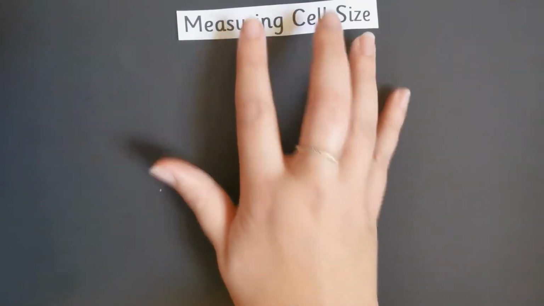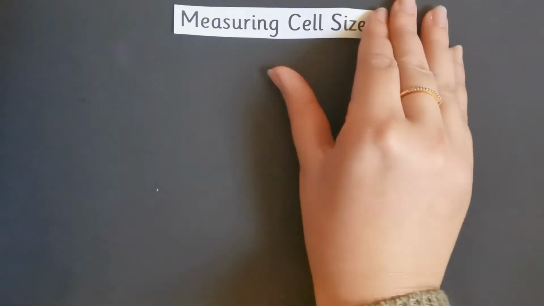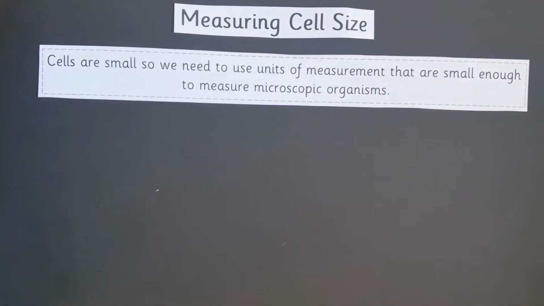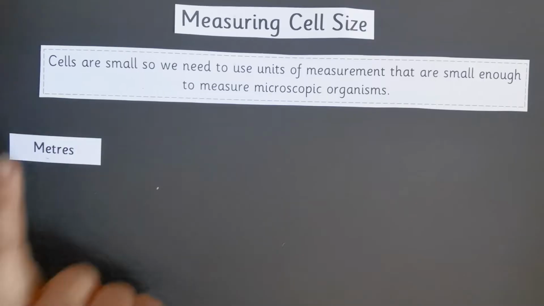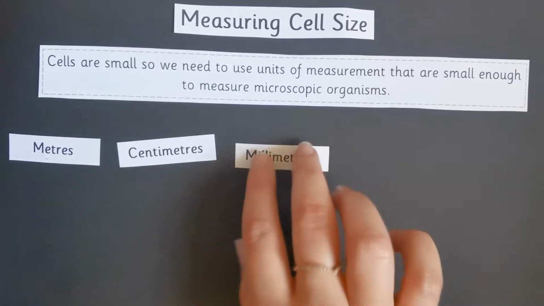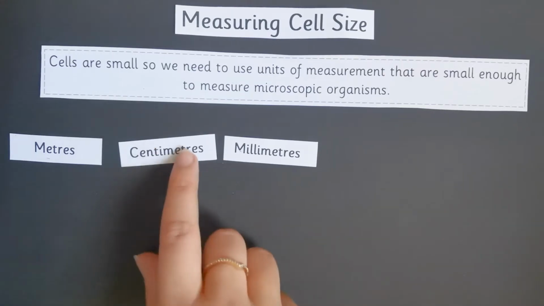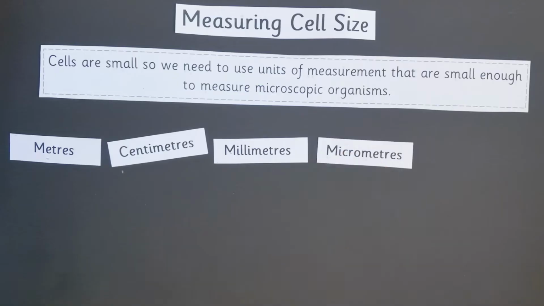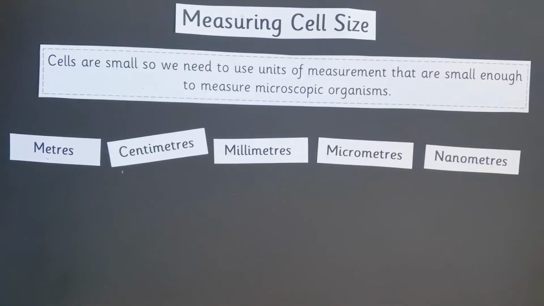Now, the next thing we need to understand before we can draw scientific diagrams is measuring cell size. Now, this is important because cells are really small. So we need units of measurement that are small enough to measure these cells. Now, units of measurement that you're probably familiar with are things like meters, centimeters, and millimeters. But these units are too large for measuring cell size. So we need units that are smaller. Units such as micrometers and nanometers.